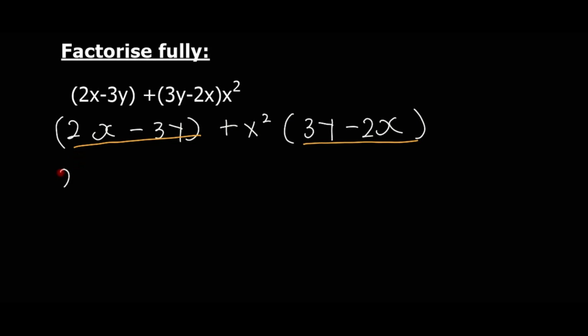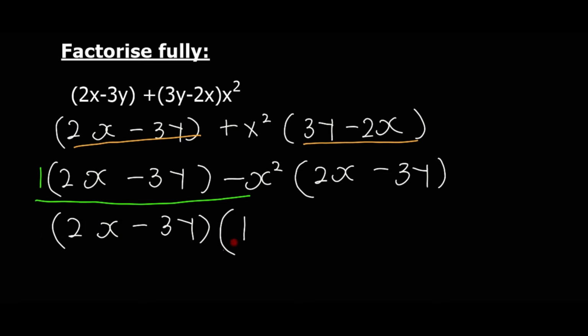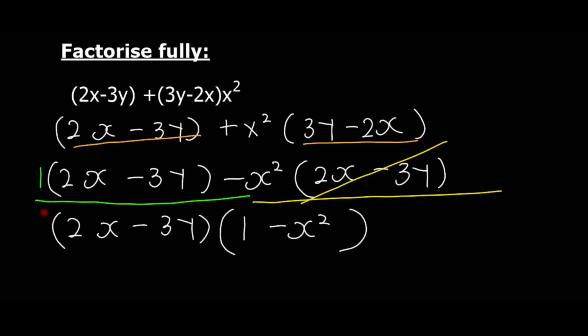So we will do the same thing. We will have 2x minus 3y, and then change this sign to have minus x squared, and then write this bracket as 2x minus 3y so that it is the same as this one. From here we will take 2x minus 3y as a common factor. Therefore we will remain with 1. Remember that on this side, where it is the same, we have 1 as there is no other number. So we write 1, and on this side we remain with minus x squared, because having taken 2x minus 3y it cancels with this one and we remain with minus x squared. So this is our final answer.